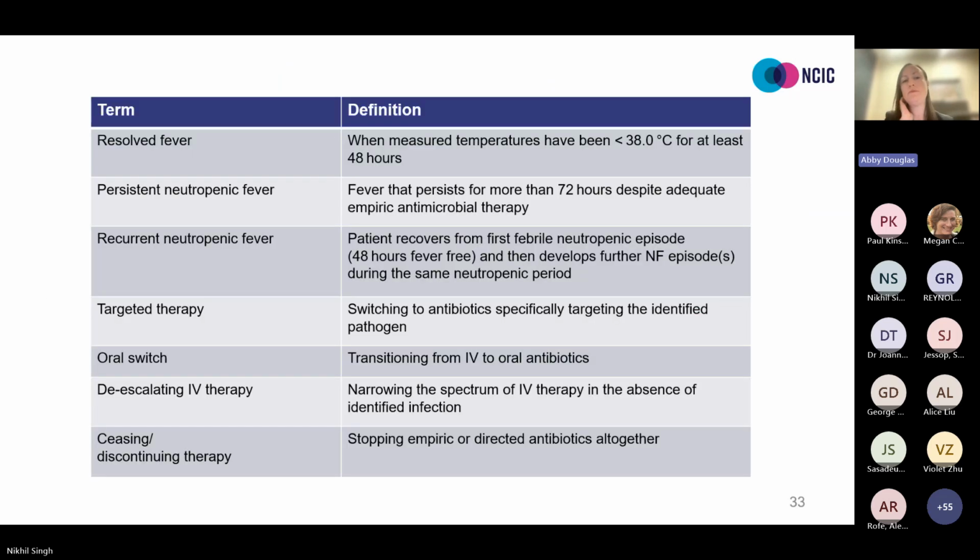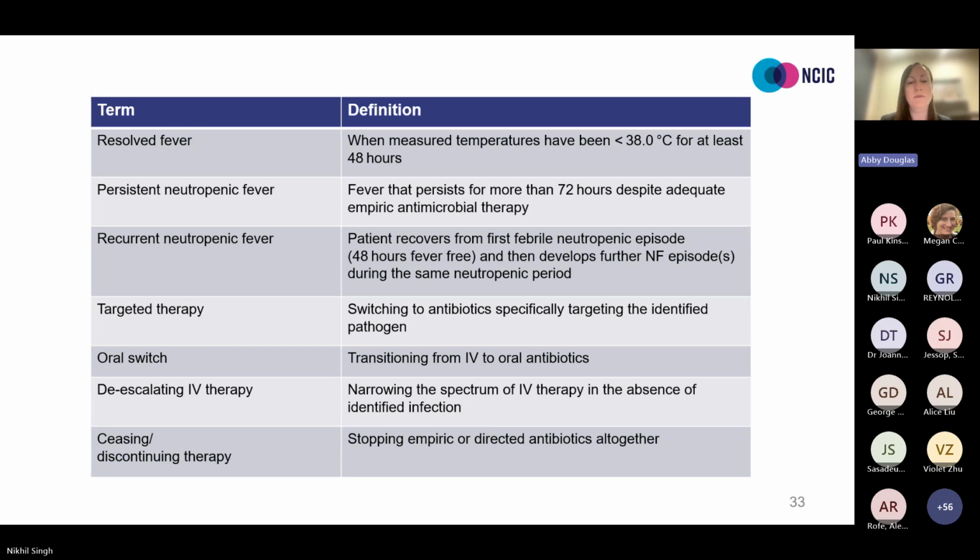We lay some ground rules for this chapter because there are a few definitions that need to be clear when we are looking at management and clinical syndromes. Resolved fever is when the fever has settled after at least 48 hours. Persistent fever is fever that continues beyond 72 hours of daily fever. Recurrent fever is when a person has had resolved fever for 48 hours, but then the fever recurs. That's quite common in patients who have prolonged neutropenia.